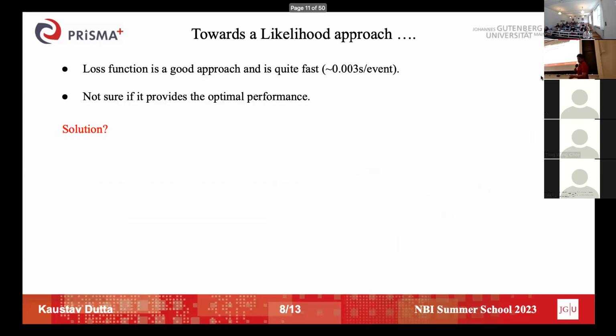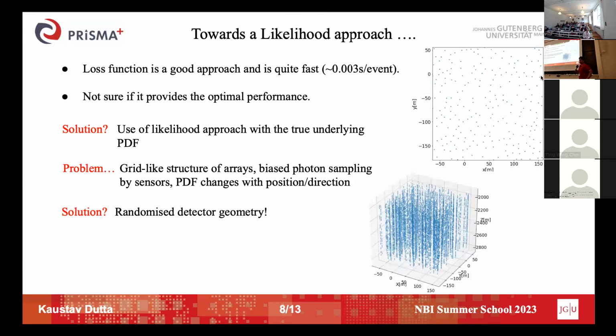Now, this is a good approach. It's also quite fast. It takes around 3 milliseconds for even more than 100 hits, but we are not sure if it provides the optimal performance. The solution here is to use a likelihood approach with a true underlying PDF. But there's a problem here.